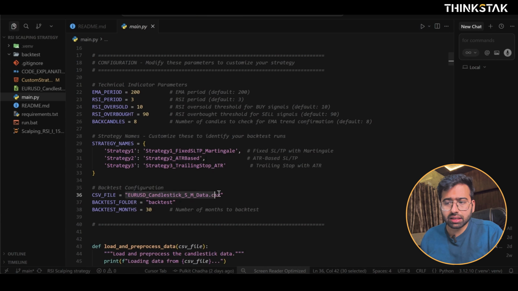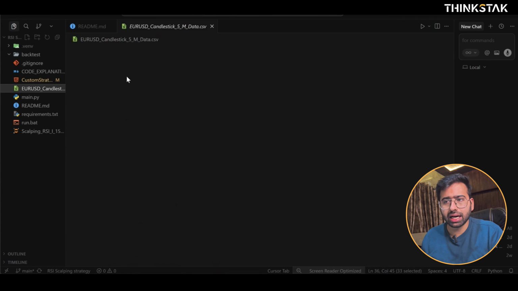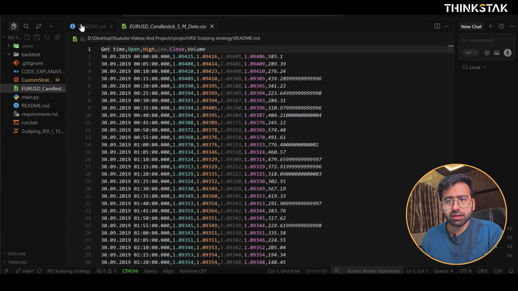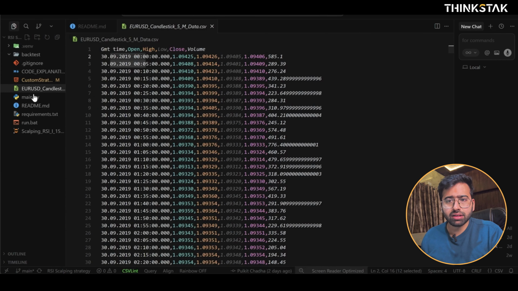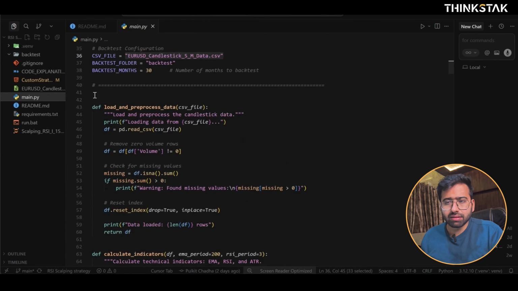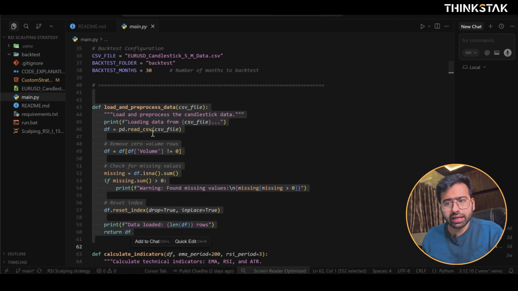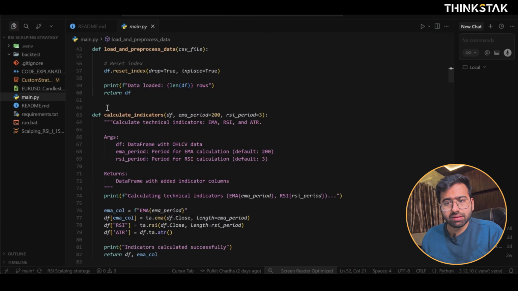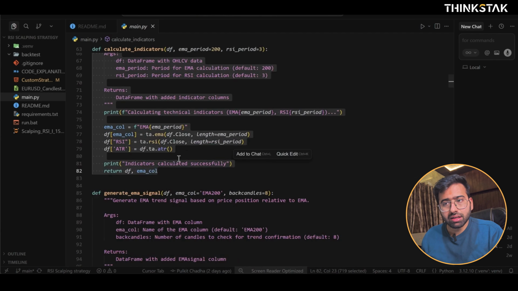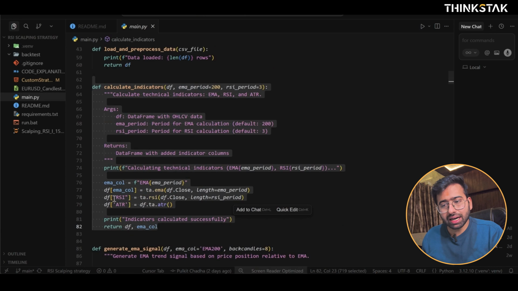This is the data file which we will load and do the backtest on. See, I have this particular data. It is from 2019. Let's go back to the code. Then I will explain you one by one function what it does. This is load and process data. Here we are loading the data using pandas and removing the zero values and missing values. Then this is the calculate indicator function, where we are calculating RSI and ATR using pandas TA.